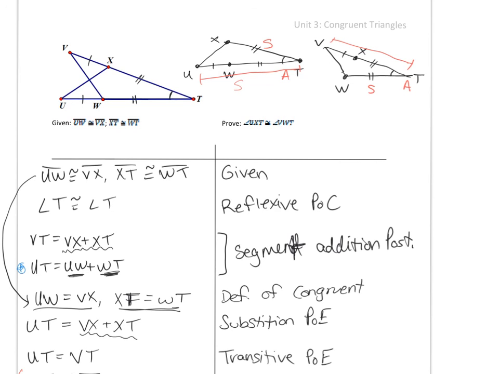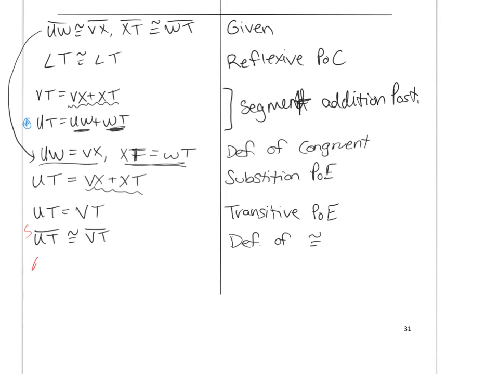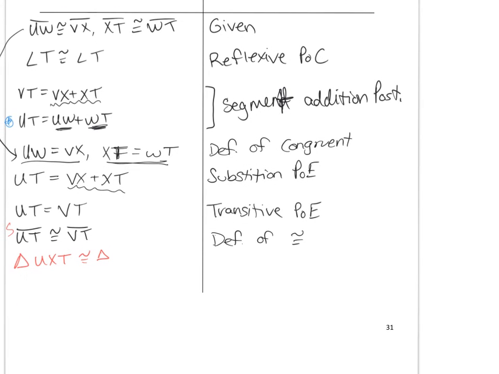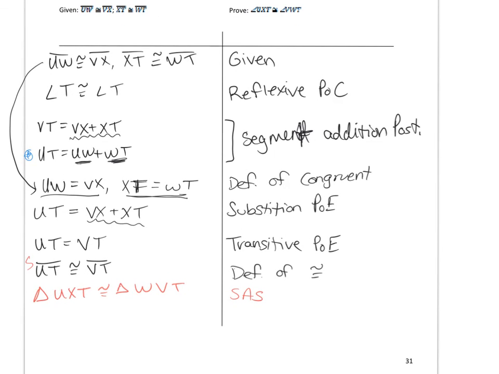So triangle UXT is congruent to, well, let me look at them again, triangle WVT by SAS. And therefore I can now finish my proof to say that angle UXT is congruent to angle VWT by CPCTC.